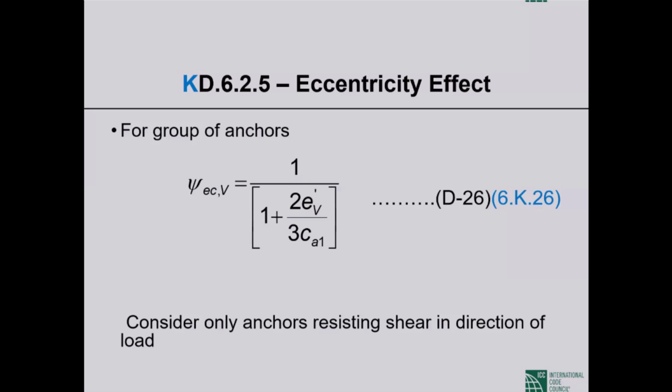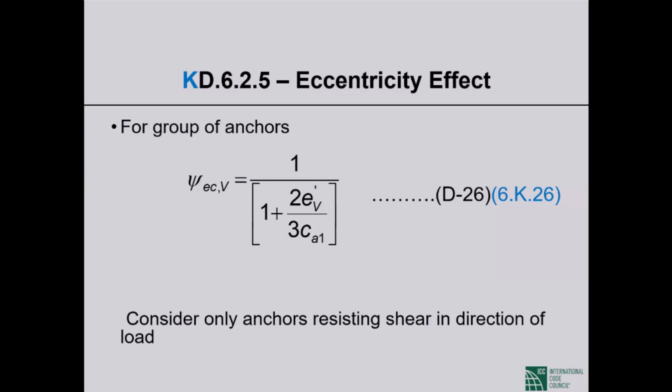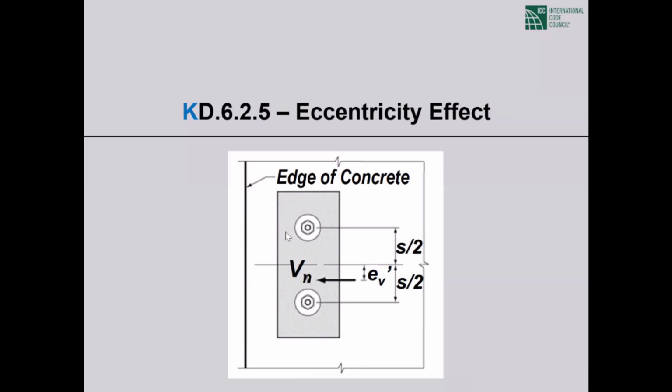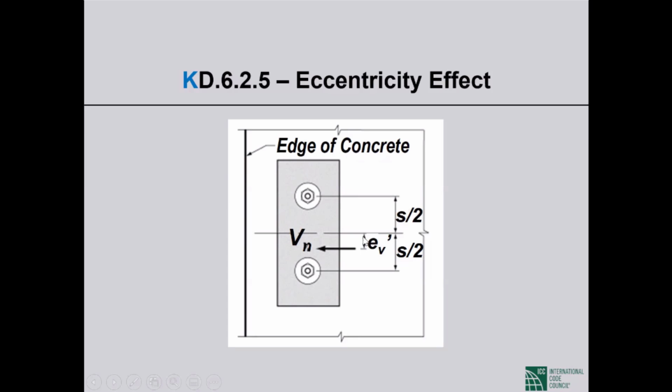Okay. Correction factor for eccentricity of shear given by this expression. The eccentricity is illustrated in this picture. This is the resultant shear. This is the centroidal axis of the group of two.